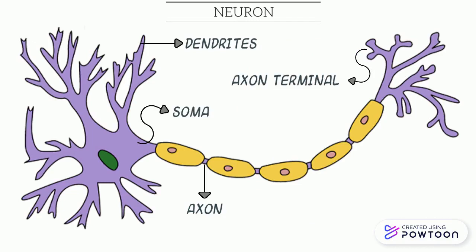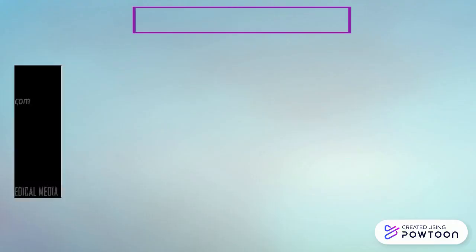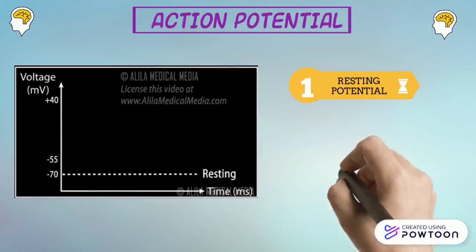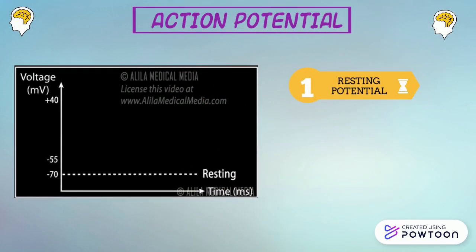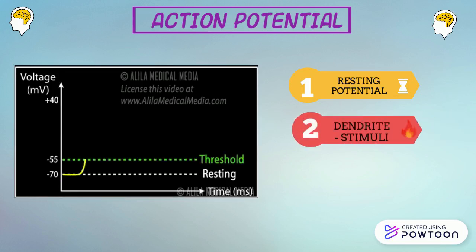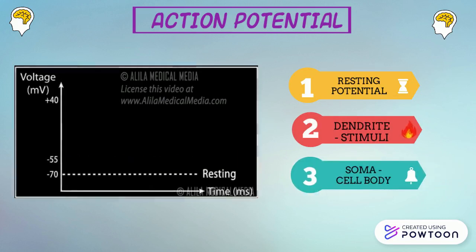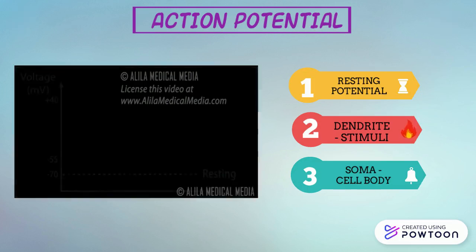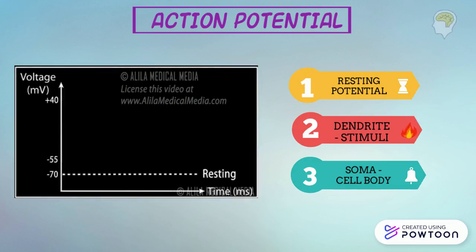Usually, the axon is covered by a myelin sheath, which will speed up the reaction. The neuron starts with a resting potential of around -70 millivolts, and the action potential is going to be triggered when the dendrites receive a stimulus and pass this information to the soma, which will analyze it. If this stimulus changes the membrane potential to around -55 millivolts, which is called the threshold, the action potential is going to happen.